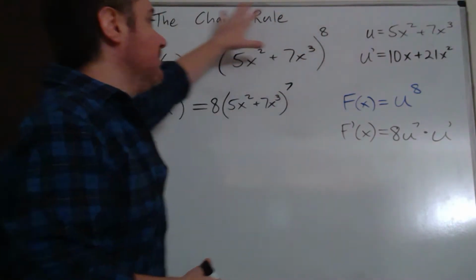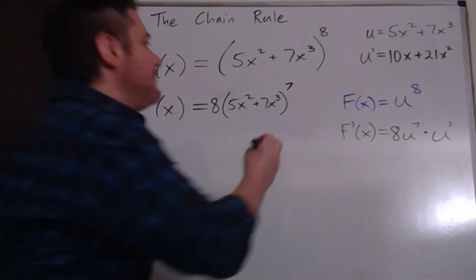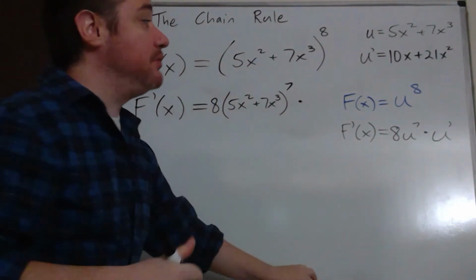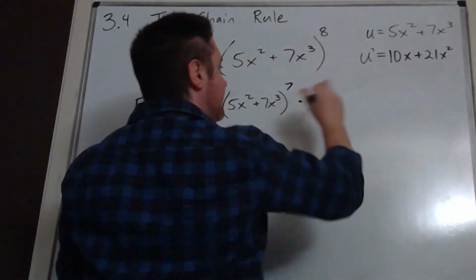So you take the outside derivative, leave that original piece alone, right? I got that original piece right there, and then multiply by the inside derivative, what I'm calling u prime here. All right, so let me put that.